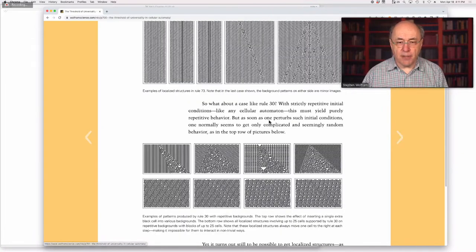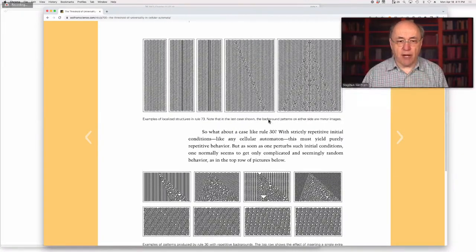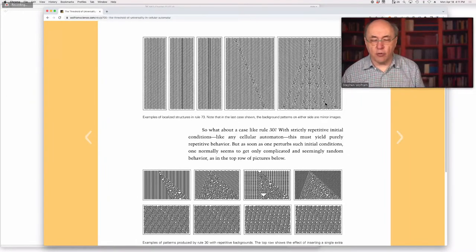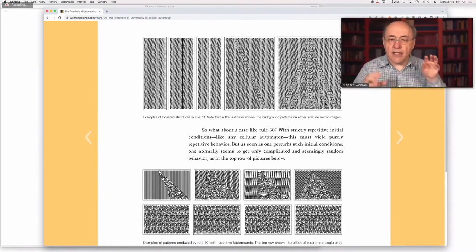I think I might have a picture. Yeah. So this is rule 73. Here are some localized structures in rule 73, giving a little bit of a hint that there might be a class four type behavior, that you could see a way of taming rule 73 by only getting it to do particular things so that you might be able to engineer a universal computer out of it.